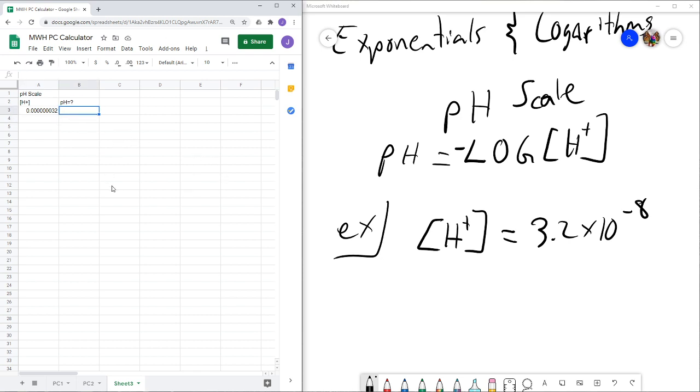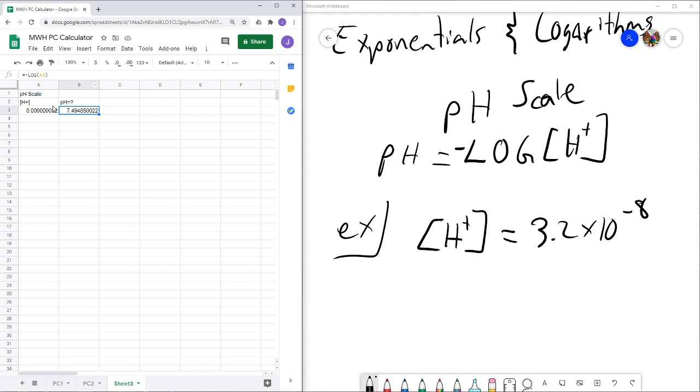Now to figure out the pH, we're going to use the equal sign, and then we need a negative. Notice if I start typing L, there's the natural log, then we have log right here. So, log, and then what we need is the log of our concentration. I'm going to click right here, close the parentheses, and hit enter. Notice we got a pH, so this tells us our pH is 7.49.